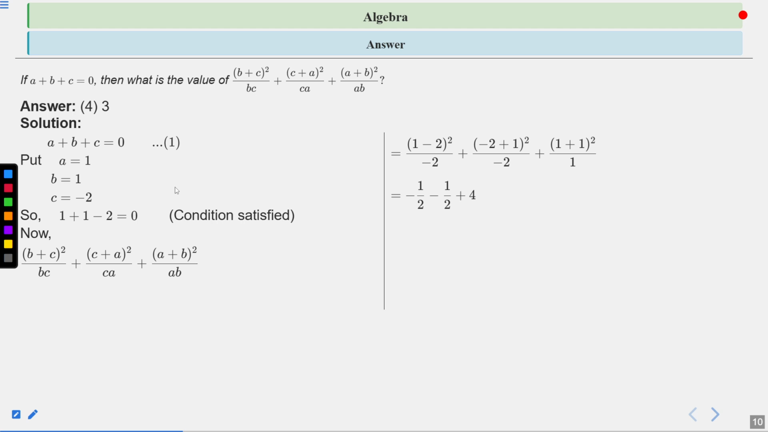So when we simplify it, we get -half plus 4. So -half becomes -1 over 2 and plus 4. When we take the LCM, we get (-1 plus 8) by 2. So we get 6 by 2, which equals 3. So the fourth one is the correct answer of this question. Next one.